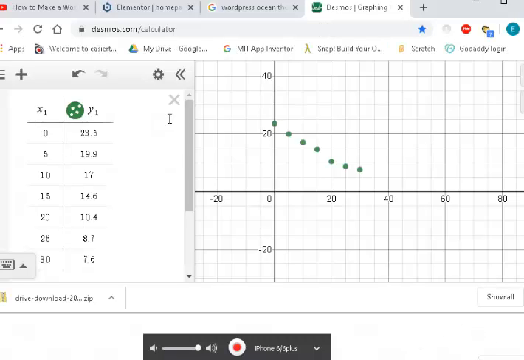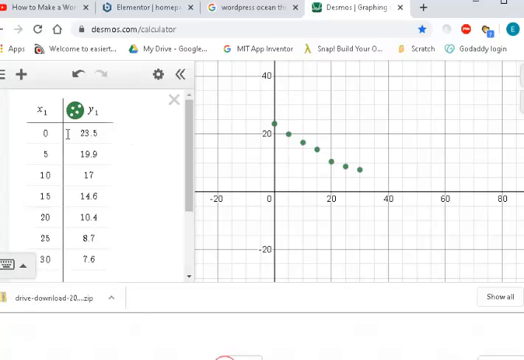The next question says, is this relationship an example of exponential growth or exponential decay? If we look at the graph, this is the table of values that we had, and this is the graph. When we plot it on Desmos, you can see that the graph represents an exponential relation going from left to right. The y values are decreasing, so this is an exponential decay.